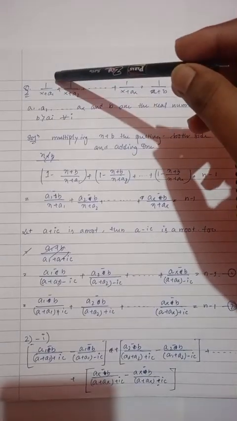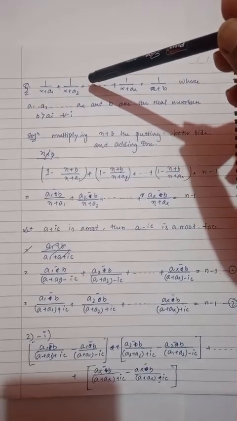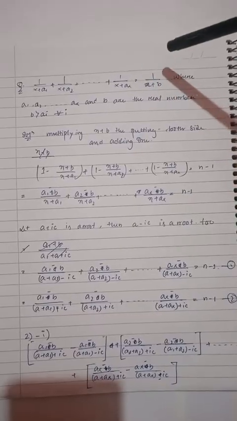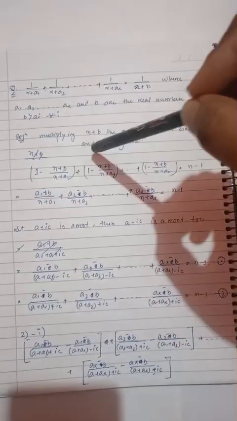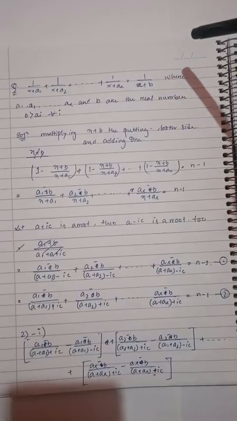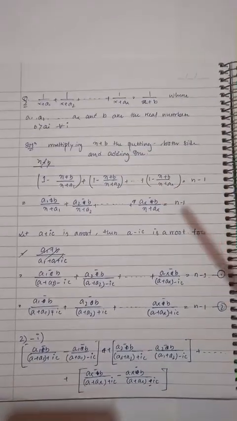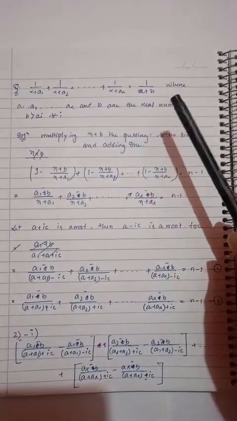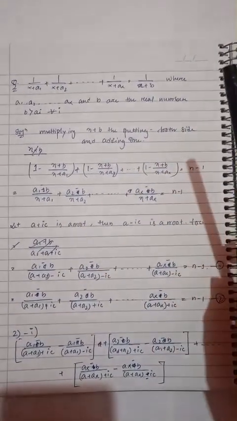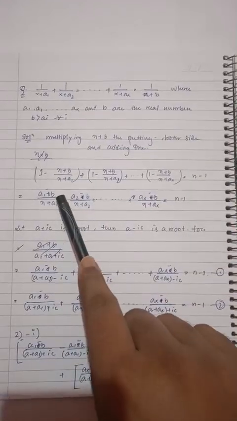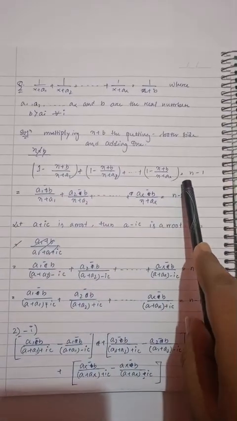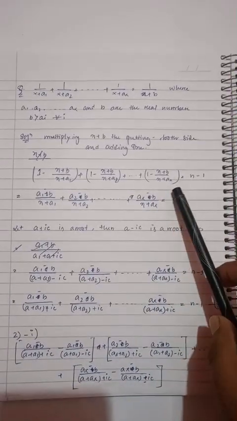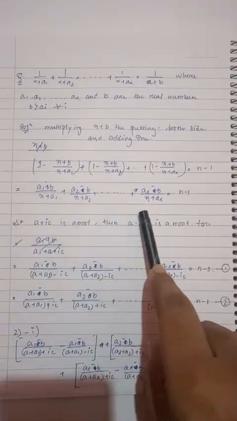Discuss the process to solve this question: 1 by x plus a1, 1 by x plus a2, and so on up to 1 by x plus an is equal to 1 by x plus b, where a1, a2, up to an and b are real numbers, where b is greater than ai. So now we'll multiply by x plus b in the numerator, putting negative signs on both sides and adding 1 on both sides. So we'll get this equation, and the n is here because of the number of ones which are added. So it will come in this format.